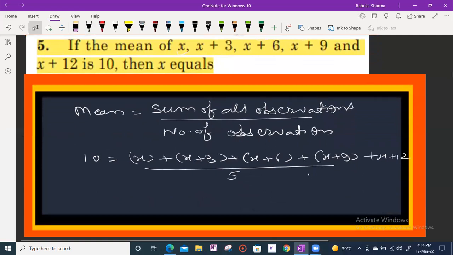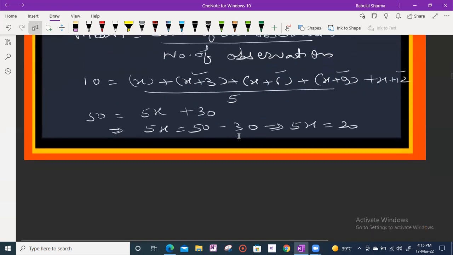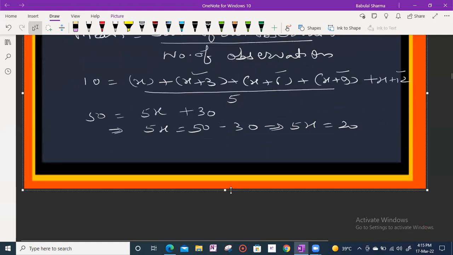On adding these values, 10 5s are 50, that is 5x plus 3, 6, 9, 9, 18, and 12, 30. On further simplification, we have 5x is equal to 50 minus 30. That is given by 5x is 20. On further simplification, the value of x is 20 by 5, that is 4, answer. So value of x is 4 here.